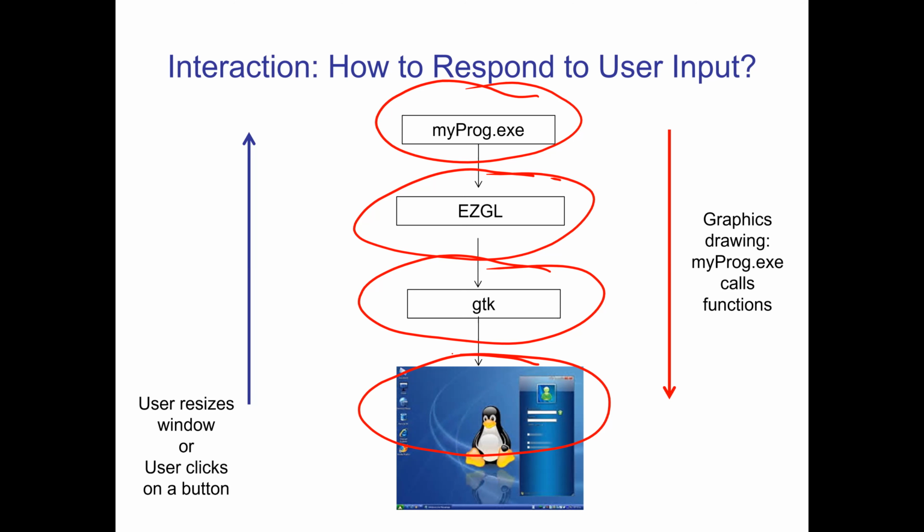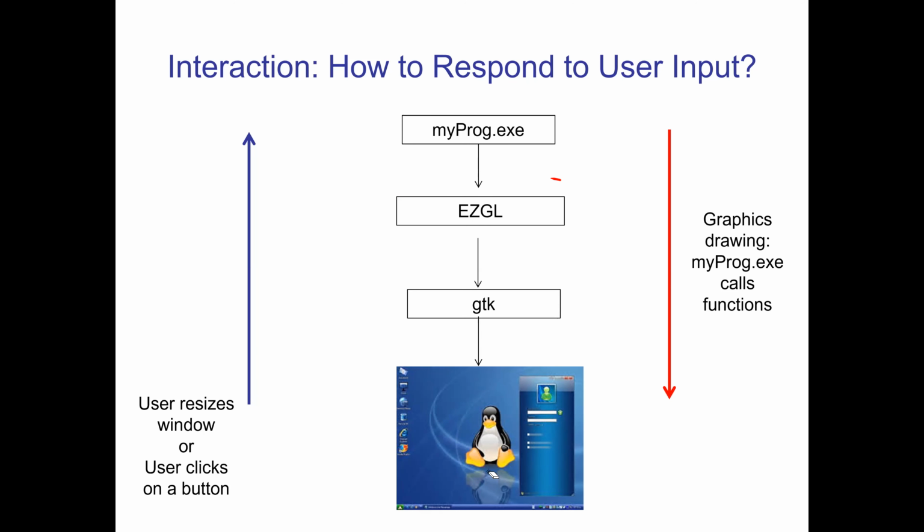Okay, but there's another set of things happening in interactive graphics. A person resizes the window or clicks on a button, and that's an event. The user's done something. And you don't get that event directly. It's actually the low-level hardware that gets it first, the operating system takes it from the low-level hardware, and the operating system feeds it back up through this stack. So it tells GTK that some event has happened, GTK tells EasyGL that something's happened, and eventually we want EasyGL to tell your program that something's happened.